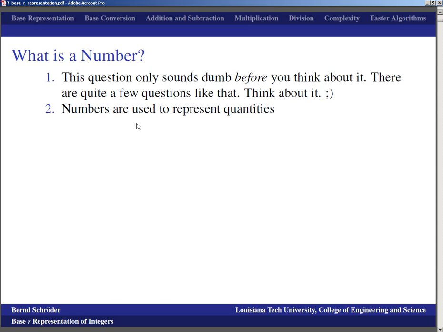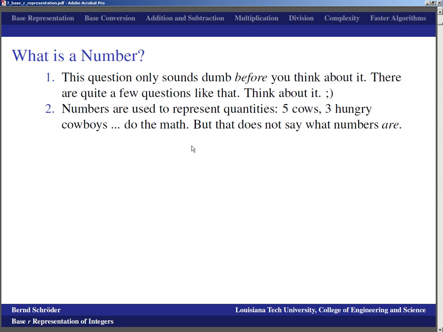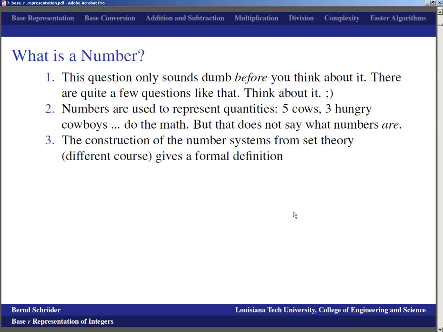Well, numbers are used to represent quantities, right? I mean, 5 cows, 3 hungry cowboys, you do the math. But that does not say what numbers are, right? Because if you've got 5 cows in a meadow, that is not the number 5. That's still just 5 cows. Same goes with the 3 hungry cowboys. That's just 3 people. It's not the number 3. It's a representation.